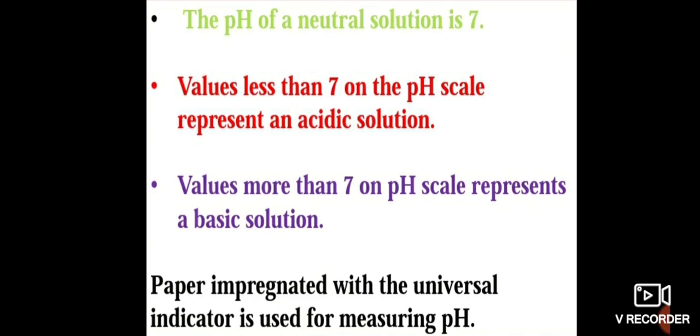The pH of a neutral solution is 7. A value less than 7 on the pH scale represents an acidic solution. Values more than 7 on the pH scale represent a basic solution. This pH can be measured by using pH papers. How are pH papers prepared? Paper impregnated with the universal indicator is used for measuring pH.